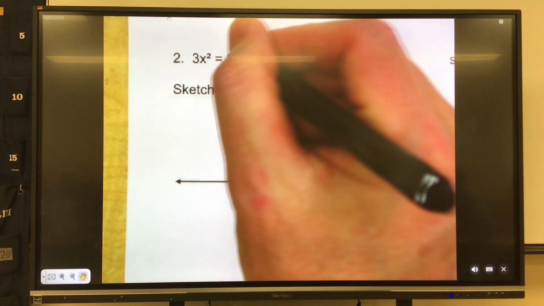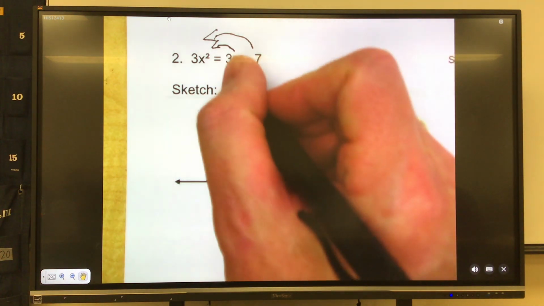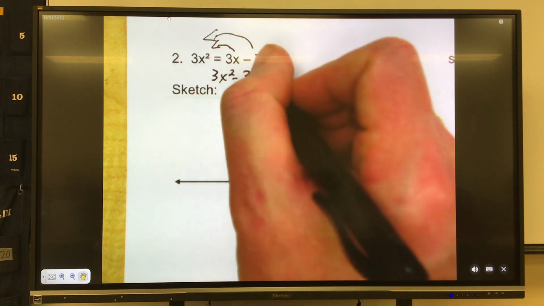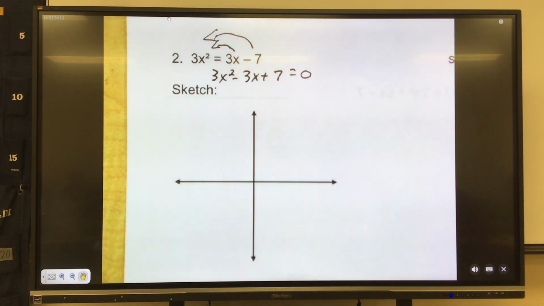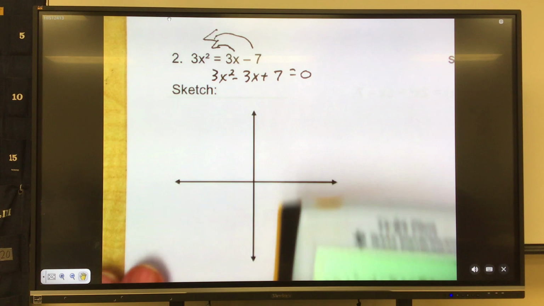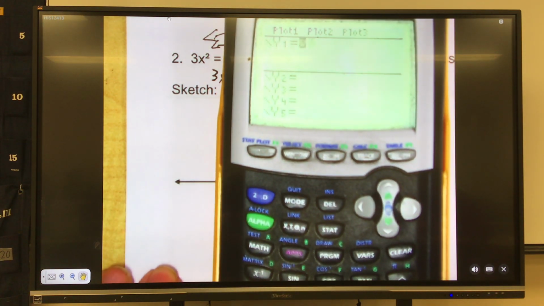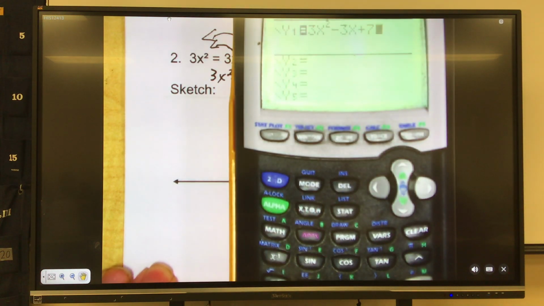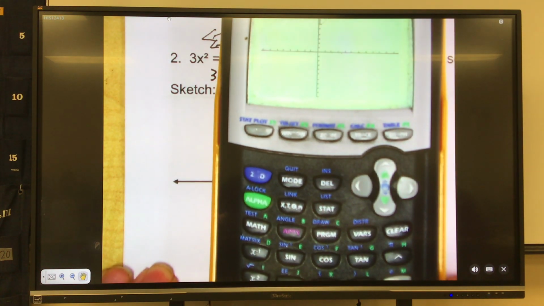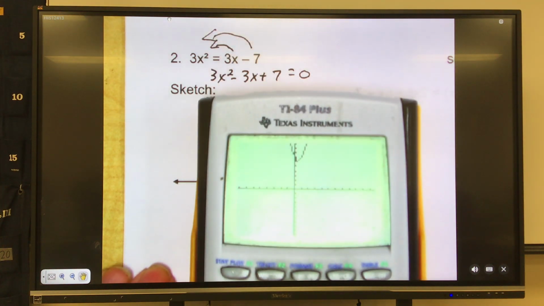So I've got to move my 3x across and my negative 7 across. So my new equation is 3x squared minus 3x plus 7 equals 0. Taking that guy, plugging it in. Want to check it first. So when I plug it in, 3x squared minus 3x plus 7. Hit graph. And I see this one does not cross the x-axis. So this is imaginary numbers.